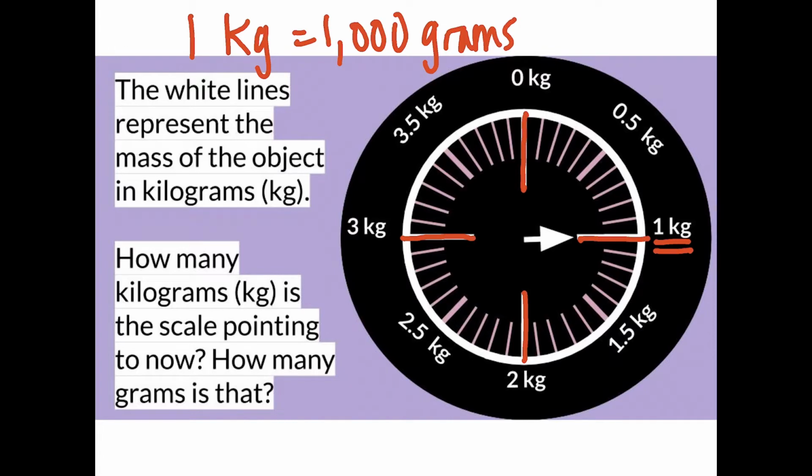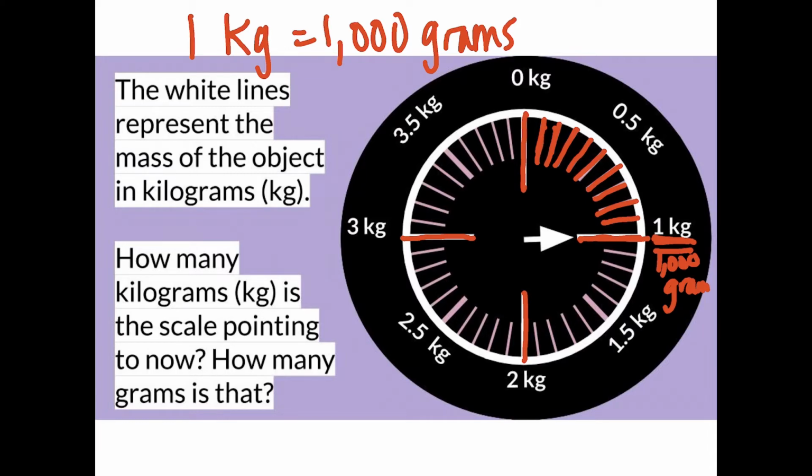So we could count each and every one of these lines here to figure out how many grams it is, right? Because it's pointed at 1 kilogram. So let's do that first. 100, 200, 300, 400, 500, 600, 700, 800, 900, 1,000 grams. Okay, so we know that 1 kilogram equals 1,000 grams.